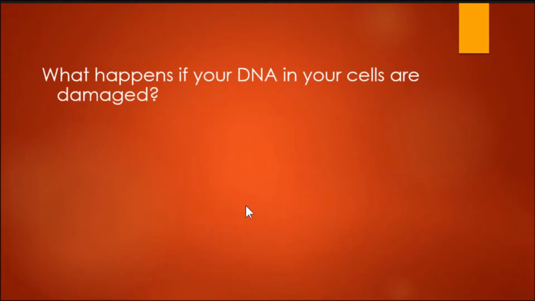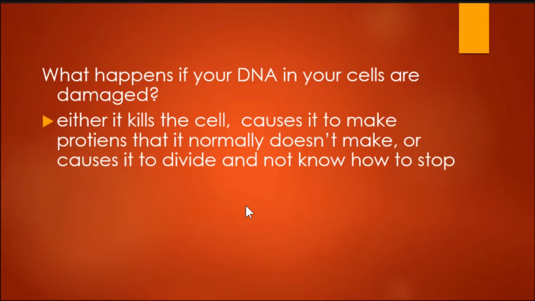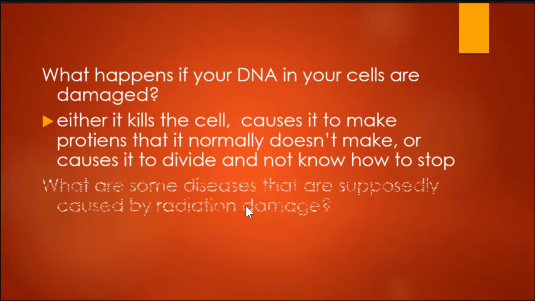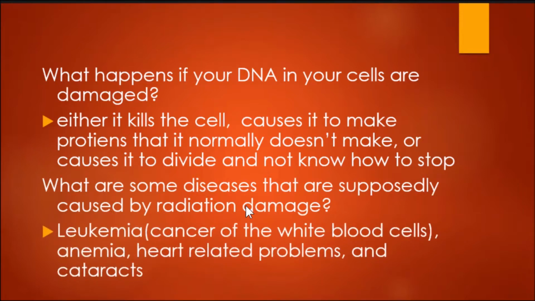What happens if your DNA and your cells are damaged? It either kills the cell or causes it to make proteins that it normally doesn't make, or it can give you cancer. What are some diseases that are supposedly caused by radiation damage? Leukemia, anemia, heart-related problems, and cataracts.